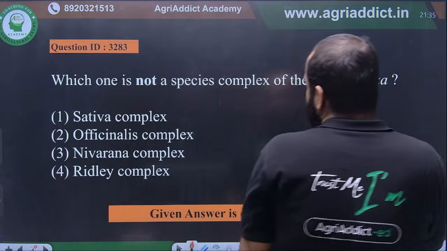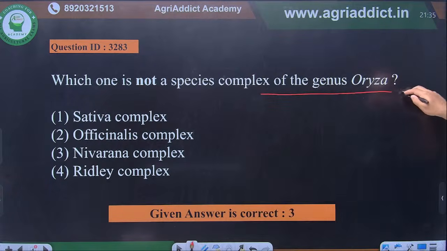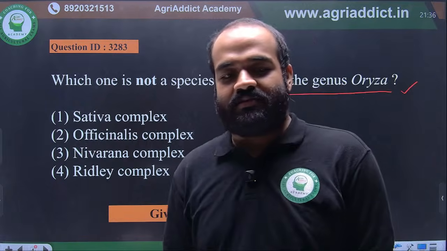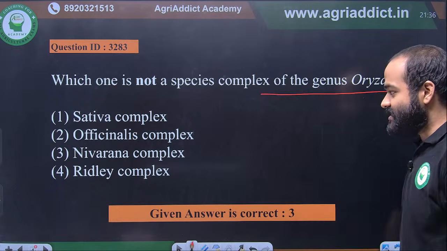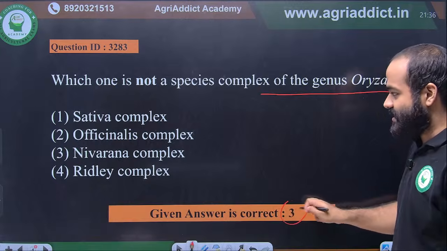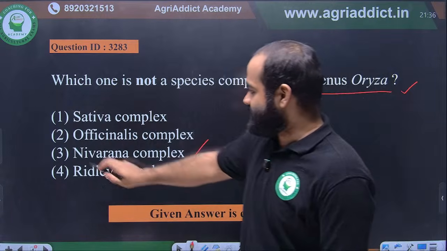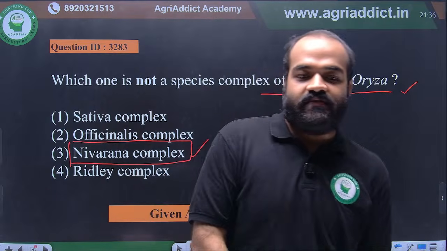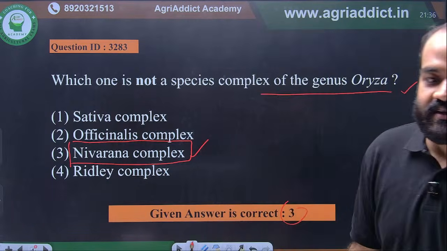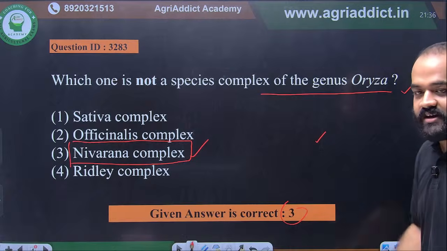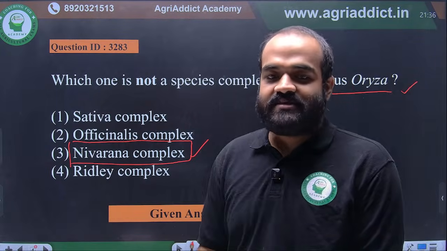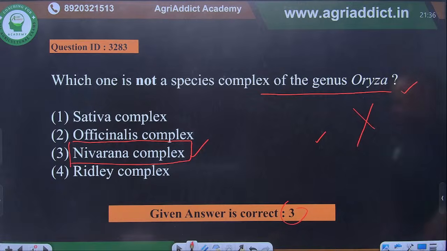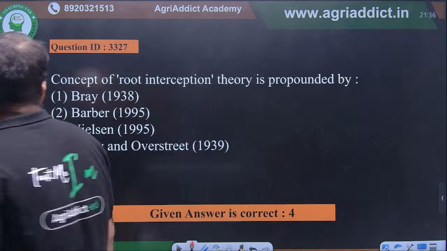And this one also: which one is not a species complex of the genus Oryza? Some confusion is happening between the students. For this also, the given answer is correct. It will be Nivarana complex. This has been checked from multiple sources. We have checked it and we don't think it should be challenged. And if we challenged it, there is a possibility of losing marks. So it also should not be challenged, right? Then moving on.